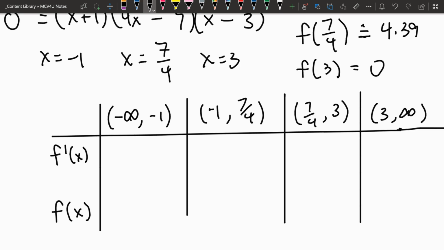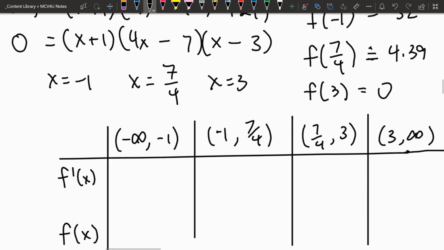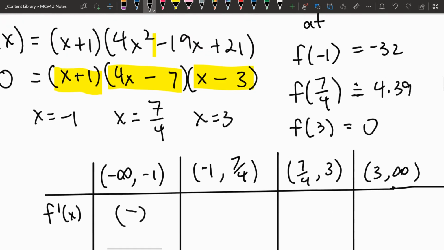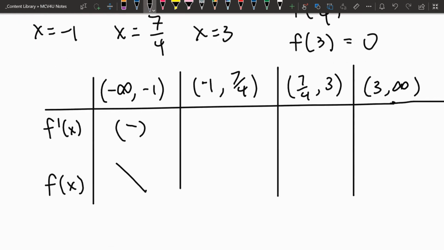So now if you plug test points into your first derivative, right? So for my first interval, you could try negative 2. So when you look at the factors here, right, negative 2 plus 1 is a negative. 4 times negative 2 minus 7 is a negative, and negative 2 minus 3 is a negative. 3 negatives, when I multiply them, become negative. So the result is negative for the derivative. And so that means f of x is decreasing. Okay.